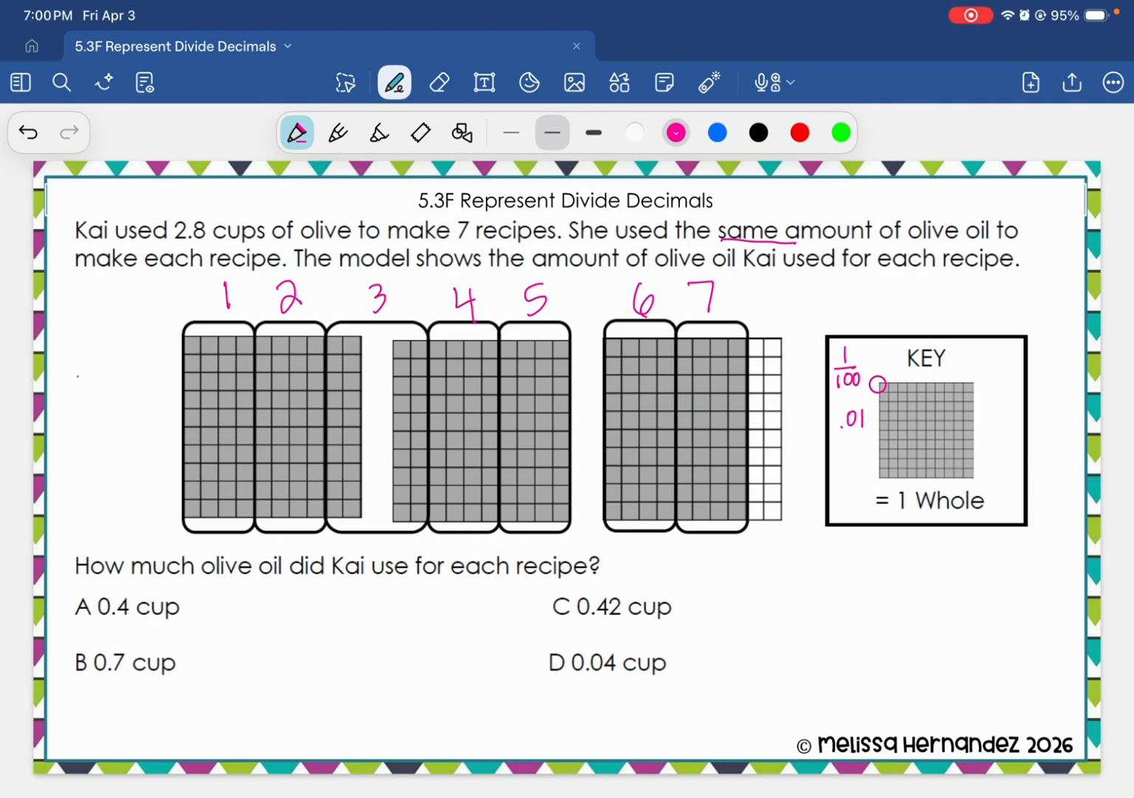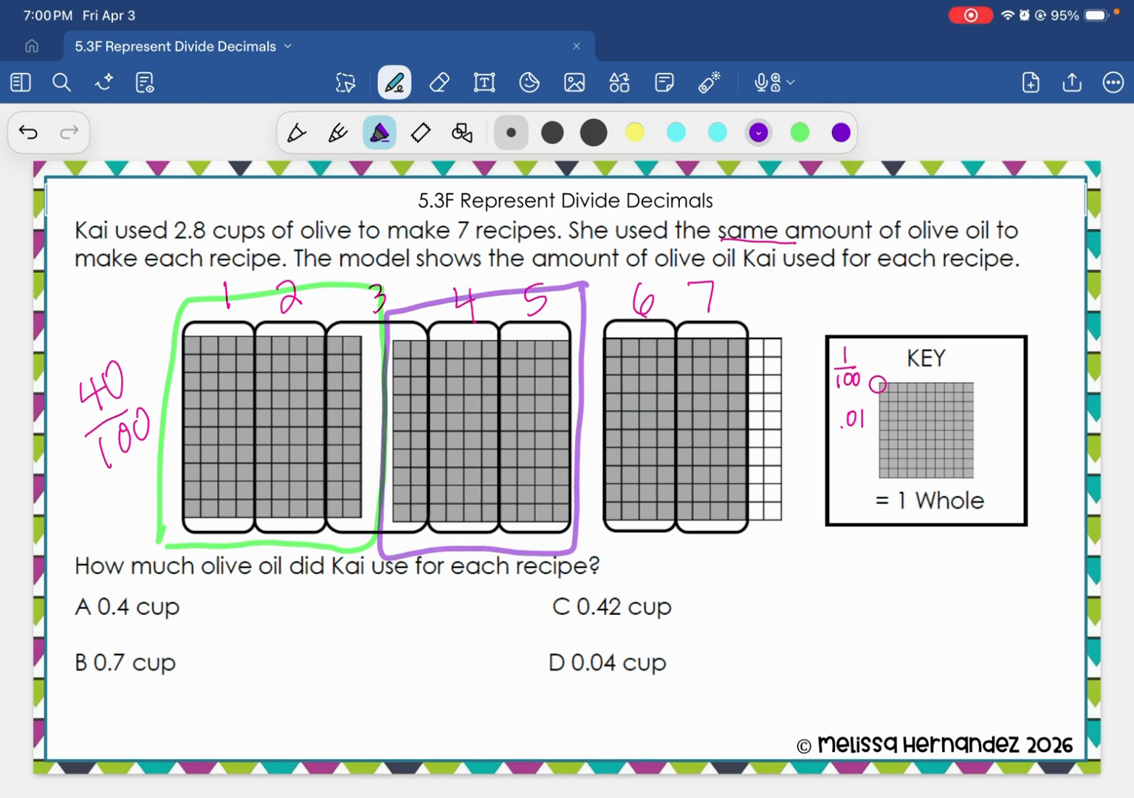In each group, it's 40 out of 100. What I want you to notice is, and I'm going to highlight it, that's your first decimal grid. This is your second decimal grid. And this is the third decimal grid. The third group is what really confuses kids because it overlaps. Hopefully this has helped so you could see it. So 40/100ths or 4/10ths, those are equivalent. So our answer would be A.